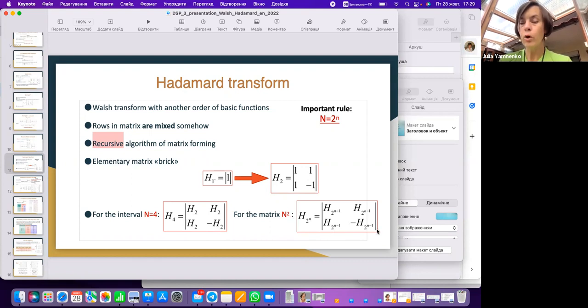The general formula, how to use this recursive algorithm and how to obtain the matrix with the next dimension using the matrix with the previous dimension, is here. For the arbitrary order of 2 in the power n, we should use the previous order, 2 in the power n minus 1. But the logic, as you can see, is the same. Here, here, and here, we just repeat the previous matrix. And here, we also repeat it, but with opposite sign.